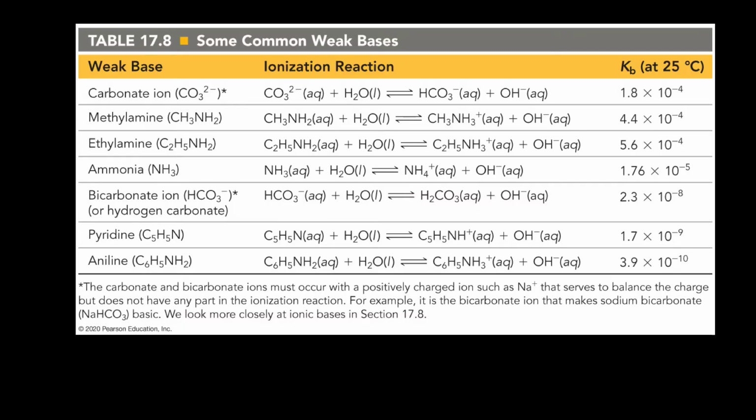Here's a table from our textbook of some common weak bases. Here's the carbonate ion, and it's got a weak base constant of 10 to the minus 4. So for a weak base, it's pretty strong, actually. Methylamine here, again, 4.4 times 10 to the minus 4, so it's a little bit stronger of a weak base than carbonate, and so on. Ethylamine, 5.6 times 10 to the minus 4. As we go down the list, our bases become weaker. Ammonia is 10 to the minus 5, bicarbonate 10 to the minus 8, aniline 10 to the minus 10. So these are weaker weak bases, and these are stronger weak bases.